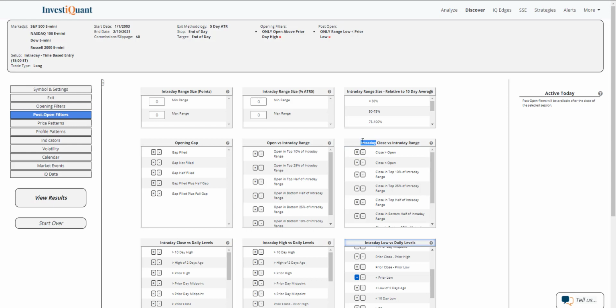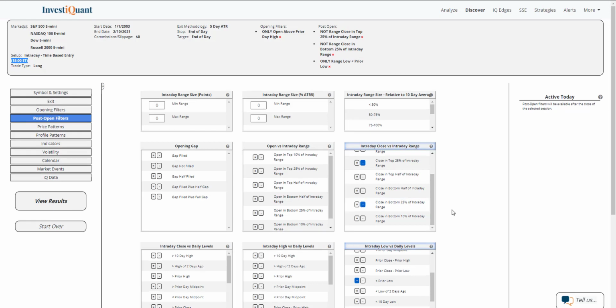To do that, I'm going to go into the intraday close, which is going to be referencing the price at 3 p.m., and I'm going to say it's not in the top 25% of the range. If I hit minus next to close in top 25% of the intraday range, that'll add it. Then I can scroll down and say it's also not in the bottom 25% of the intraday range. By excluding both of those patterns, the price would be somewhere in the middle 50% of the intraday range. Of course, I don't know if we're going to be there at 3 p.m. because it is not 3 p.m. right now, but currently we're trading right around the midpoint.